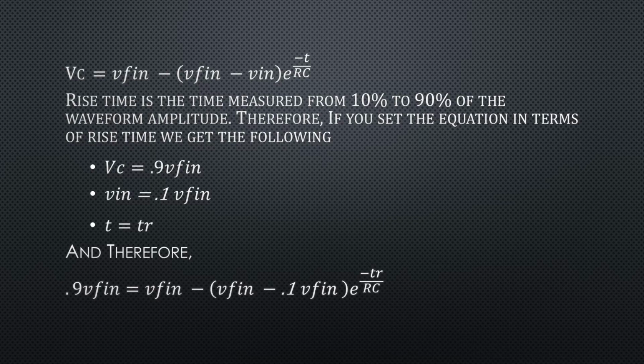Therefore, our formula should look like 0.9 of V final is equal to V final minus the quantity of V final minus 0.1 V final, e to the negative rise time divided by RC.